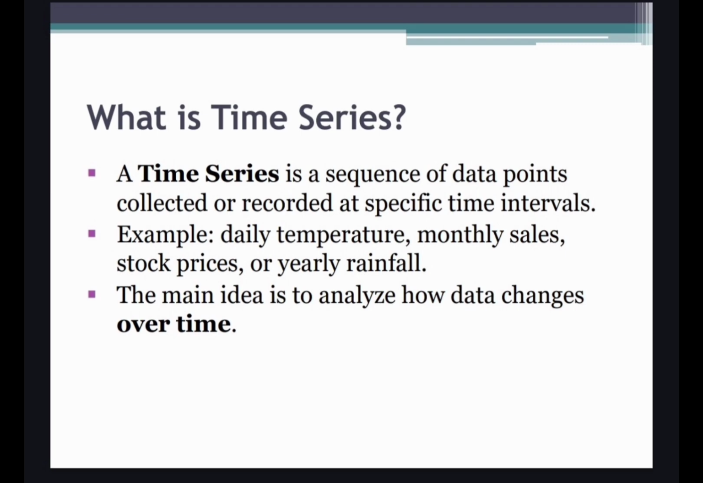A time series is a sequence of data points recorded over time at regular intervals. Common examples include daily temperature, monthly sales, stock prices, and yearly rainfall. The main goal of time series analysis is to study how data changes over time and to identify patterns or trends that can help in forecasting the future.